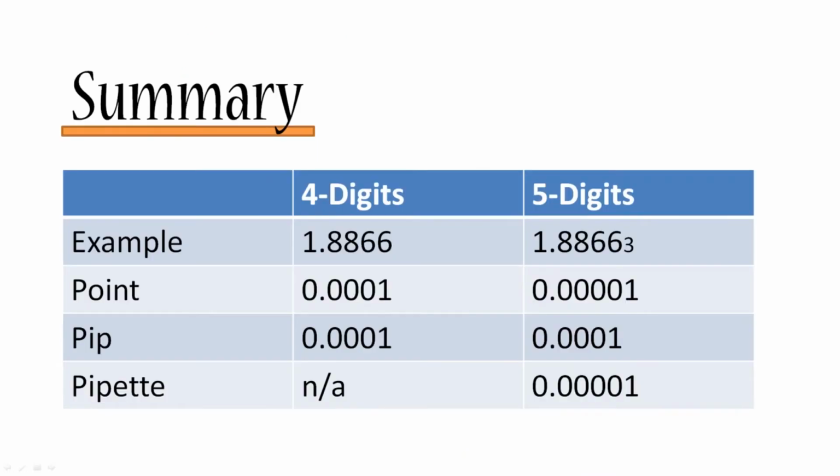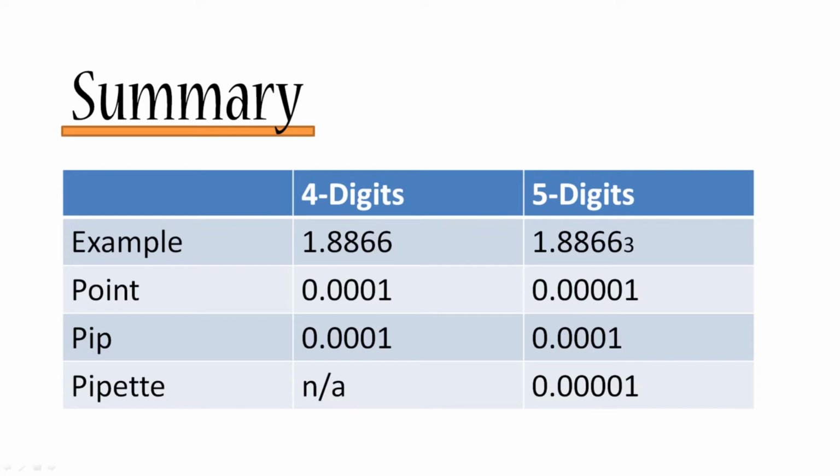So just to sum up, we've got the 4-digit system and the 5-digit system. An example is the British pound Australian dollar quotation that we looked at, 1.8866 in 4 digits, 1.88663 in 5 digits. 1 point is always the minimum change. In the 4-digit system, it's 0.0001. In the 5-digit system, it's 0.00001. A pip never changes. A pip is always fixed regardless of the quotation system, and it equals 0.0001. And a pipette, there's no such thing in the 4-digit system.